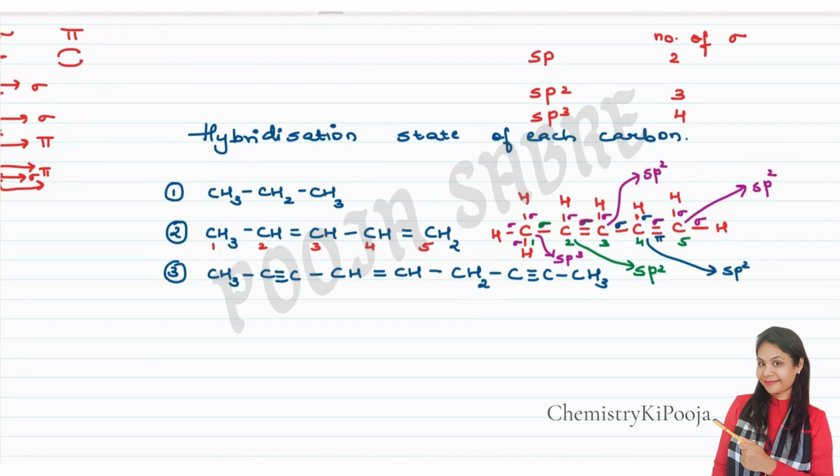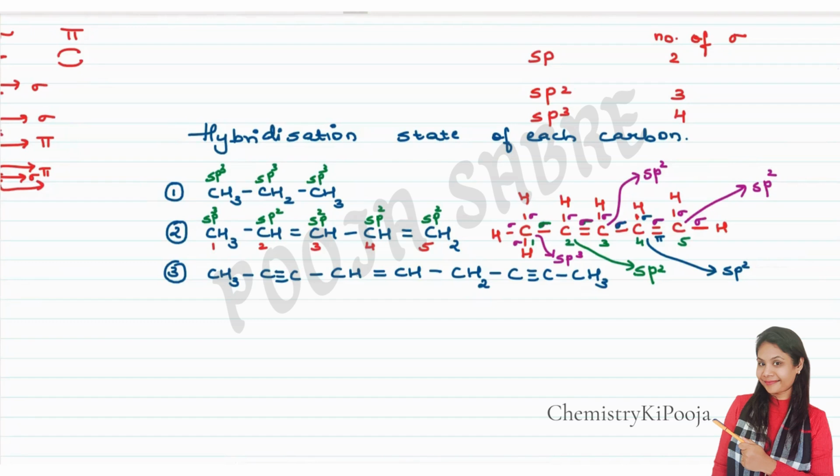carbon. Clear? So I'll quickly write down the answer one more time. Now this is sp3 because a single bond is present. If a double bond is there, then sp2. This is also sp2, this is also sp2, and sp2. And in the first case, all were sp3 because of single bonds. Okay. Now let us have a look at the third structure.